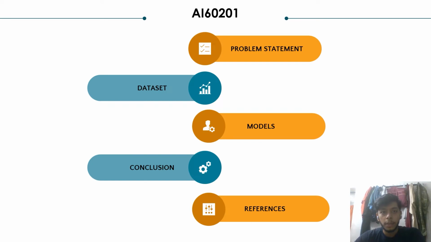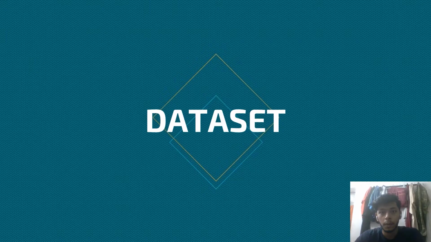We begin our project by first understanding our problem statement of image generation. We then decided our dataset and models. References to all the papers are provided at the end of the presentation. I will first present about the dataset that we used.